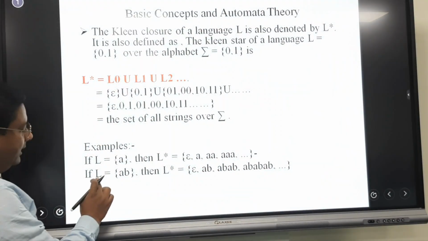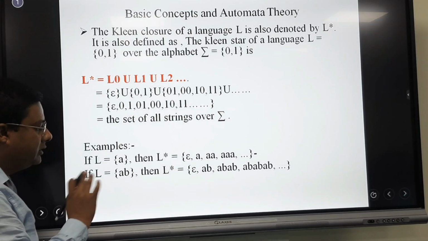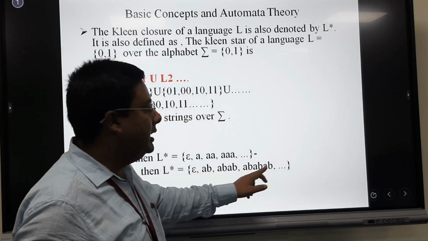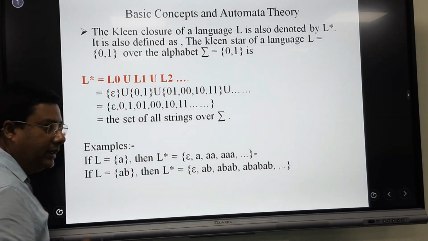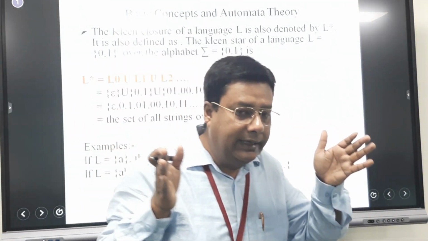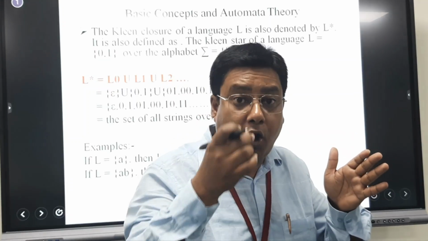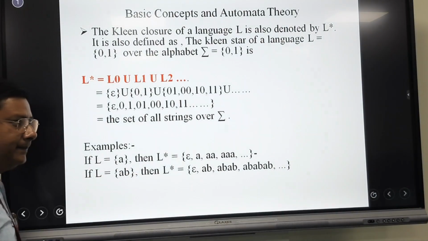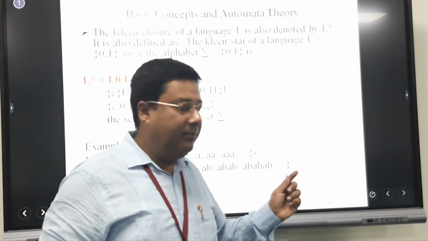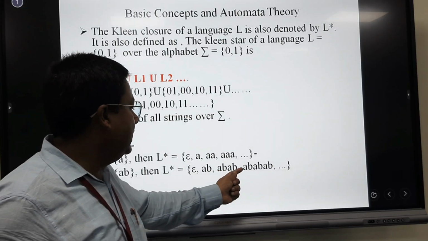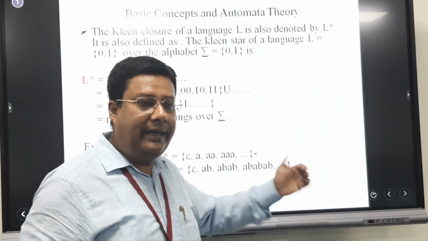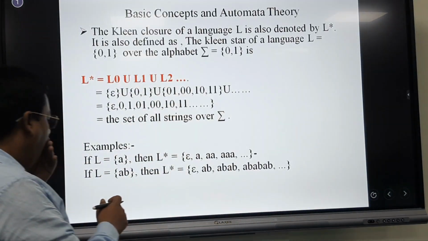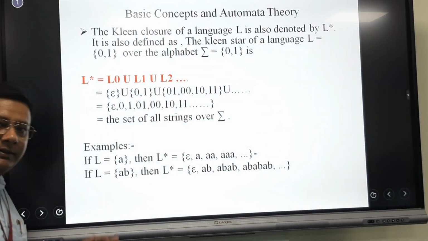Suppose I have considered L is equal to {ab}. Here ab is not two words; it is a single word concatenated. If there were two words, there would be a comma, a comma b. But there is no comma, so it is considered a single word. So this is ab, abab, ababab, and so on. We cannot take a alone or b alone, because the two letters come together continuously.